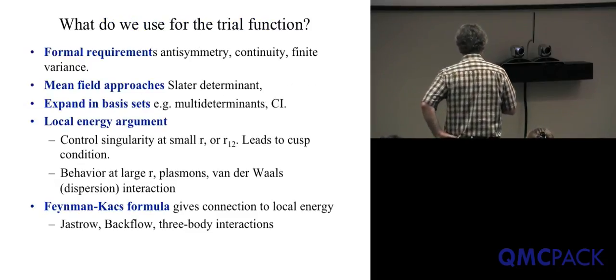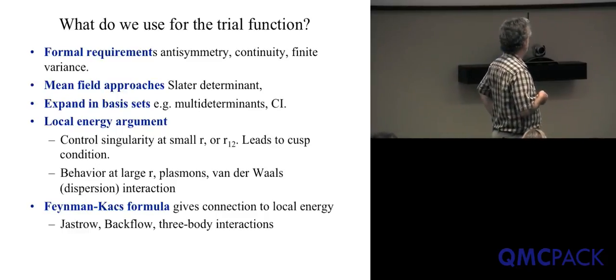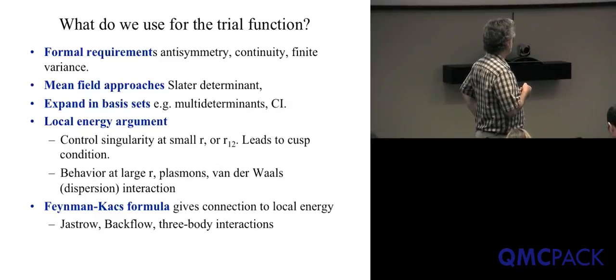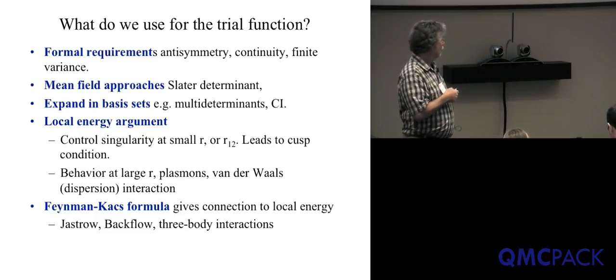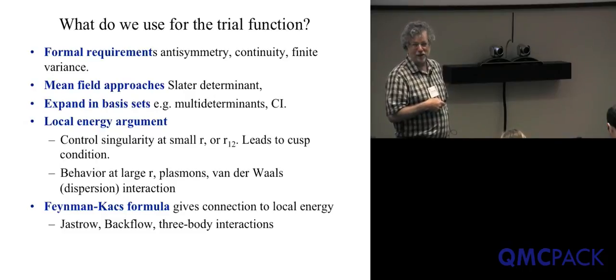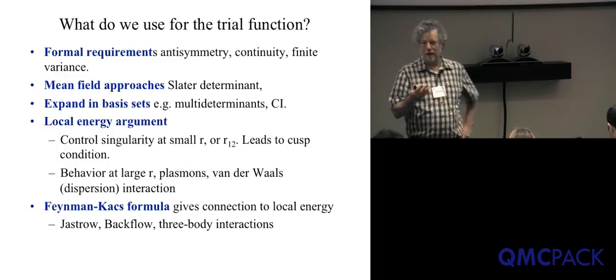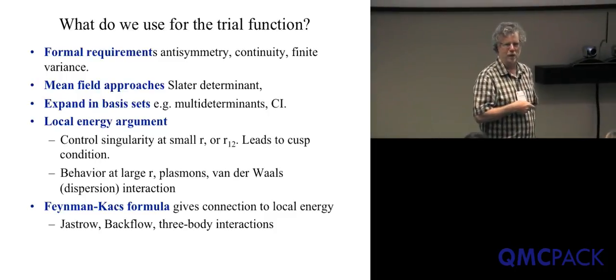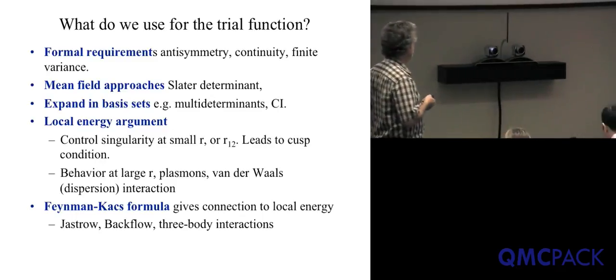Okay, now the important part of variational Monte Carlo is what do we use for the trial wave function. The formal requirements I mentioned already before are continuity, finite variance, anti-symmetry. Now what's used in Hartree-Fock and density functional theory would be a Slater determinant. And that's actually the place where we start. We have a Slater determinant, and that will give you the anti-symmetry. But if you just had a Slater determinant, there would be no point in quantum Monte Carlo, because you can do that with much more efficient techniques.